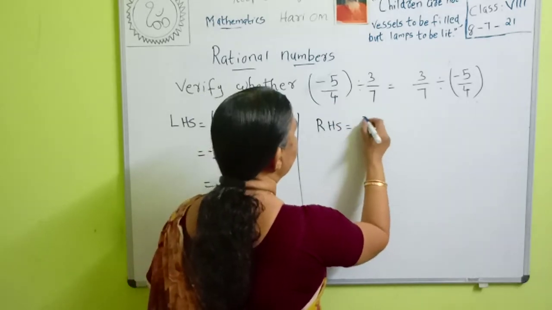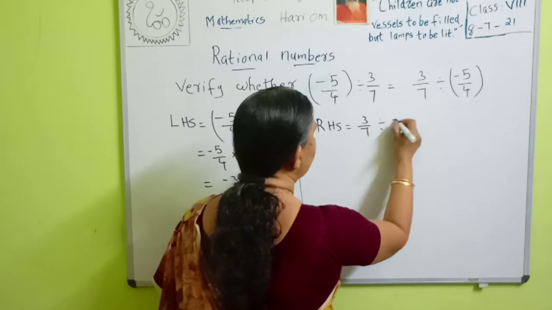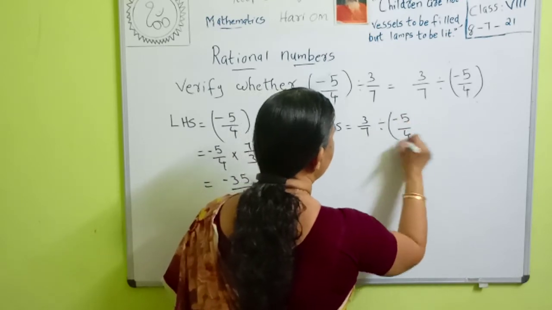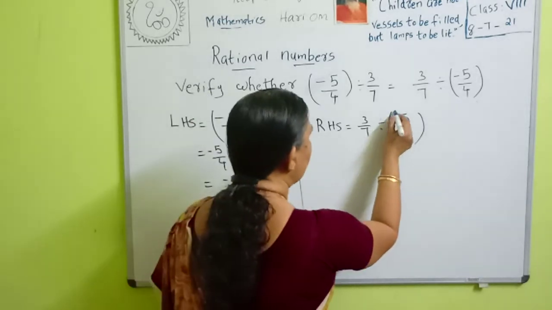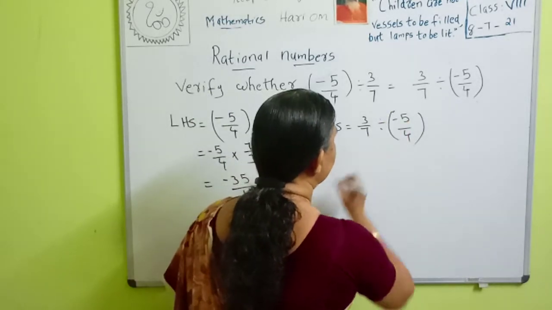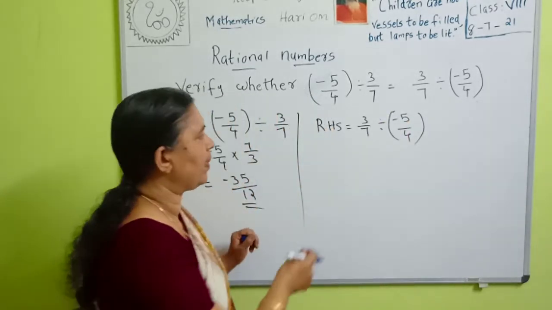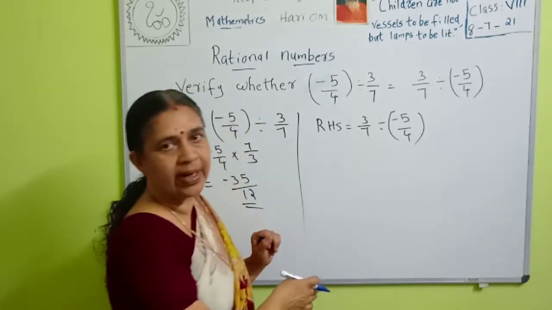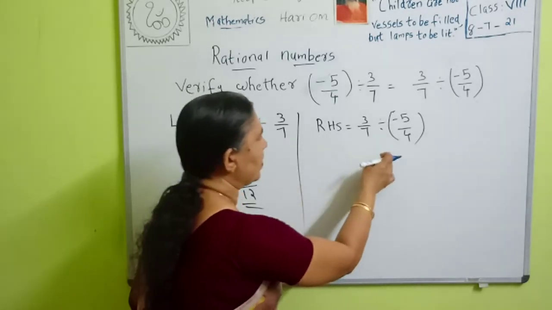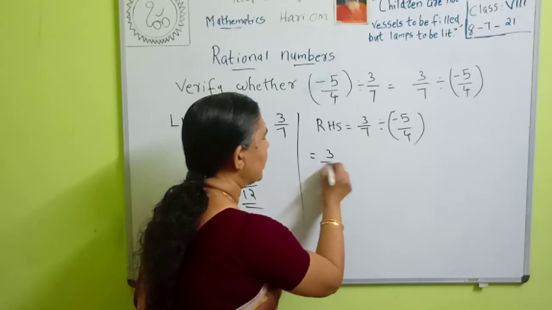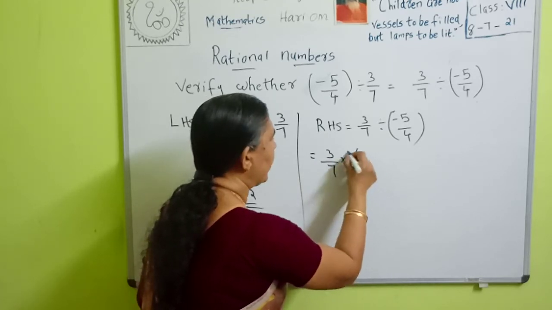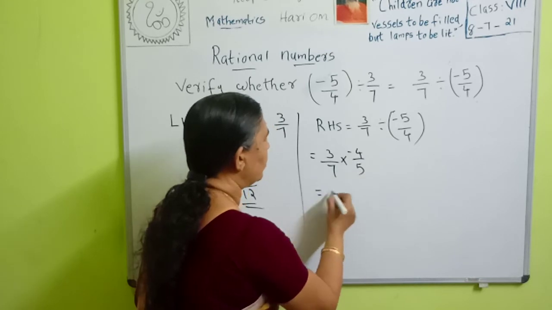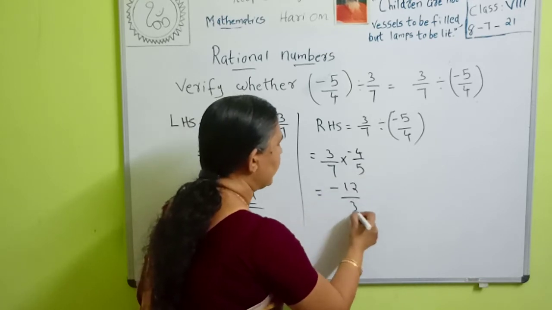3/7 divided by minus 5/4. To divide by minus 5/4, what do you do? Here we multiply by the reciprocal of the divisor. Here what is the divisor? Minus 5/4. So it is equal to 3/7 × minus 4/5. That is equal to minus 12/35.